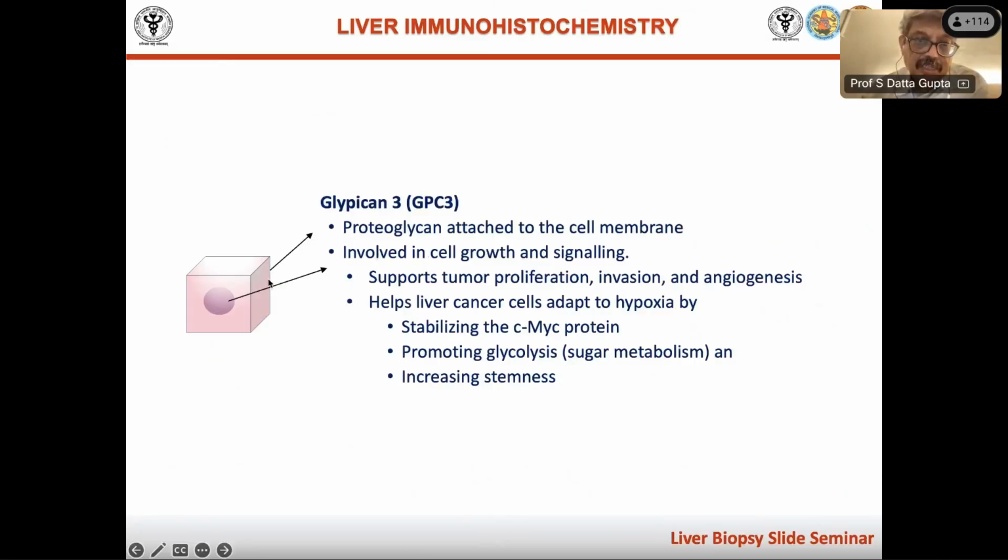It is a proteoglycan which is attached to the cell membrane, and it's involved in cell growth and signaling. It supports tumor proliferation, invasion, angiogenesis, and helps in these liver cells. Whenever there's hypoxia, it helps to adapt to hypoxia by stabilizing c-Myc protein. It promotes glycolysis and so on and so forth. Therefore, because it helps in cell growth and signaling, in adults you will not find it except in neoplastic conditions.